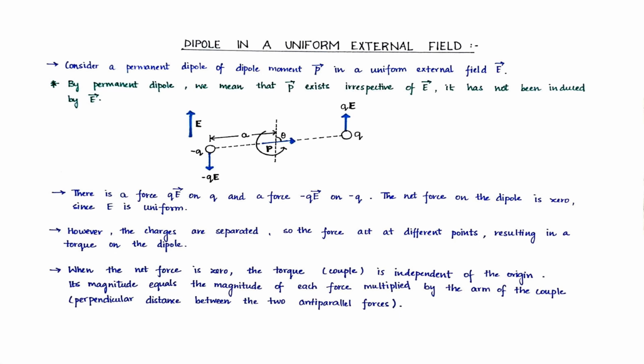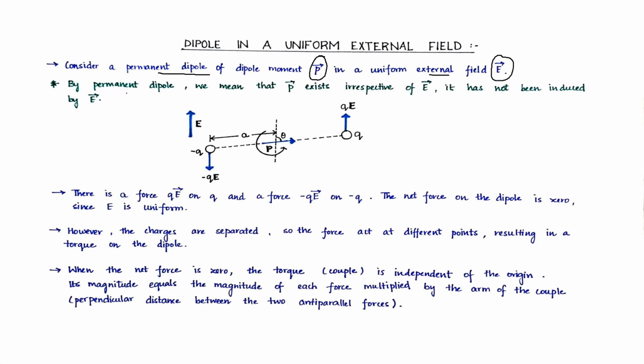Hello students, today we will read dipole in uniform external field. We have a permanent dipole which we have kept in the uniform external field, and now we will see how it behaves in the field. So, we considered a permanent dipole of dipole moment P in the uniform external field E.